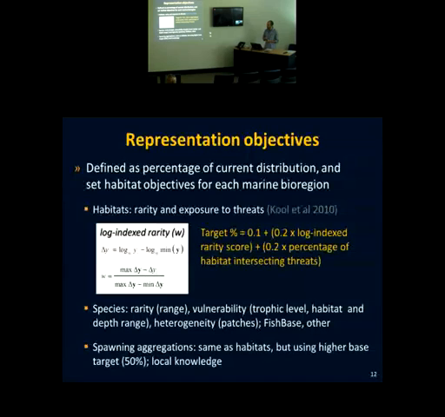And finally, in terms of the spawning aggregations, we followed a very similar approach to the one that we followed for the habitats, but because of the relevance of these features in the seascape, we decided to assign a base target of 50% as a minimum to be represented in each of the ecoregions of the planning domain.